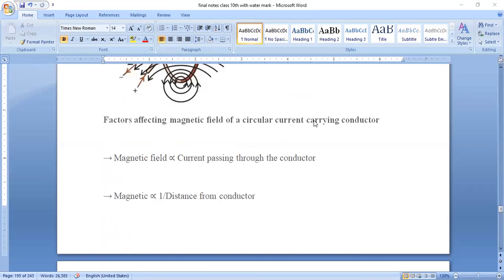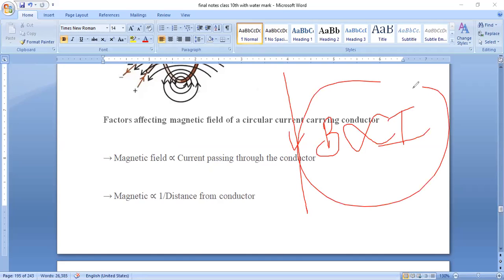So, factors affecting the field of a circular current carrying conductor. On what factors does the field of the circular conductor depend? The first point is the magnetic field is directly proportional to the current passing through the conductor. This point is the same as in a straight conductor. If you increase the current, the magnetic field will increase here in the circular loop also.